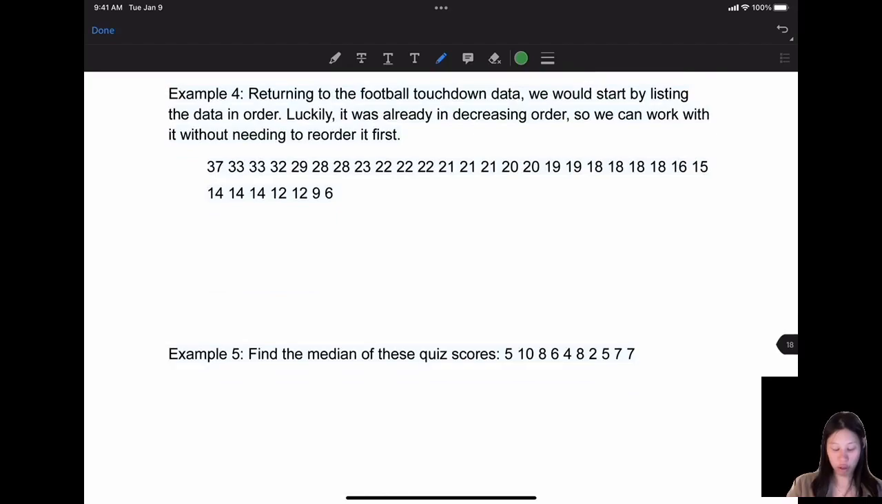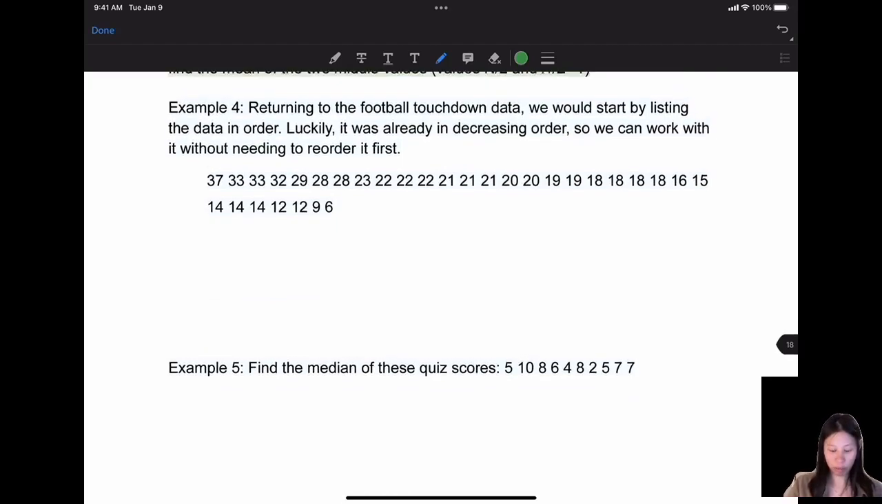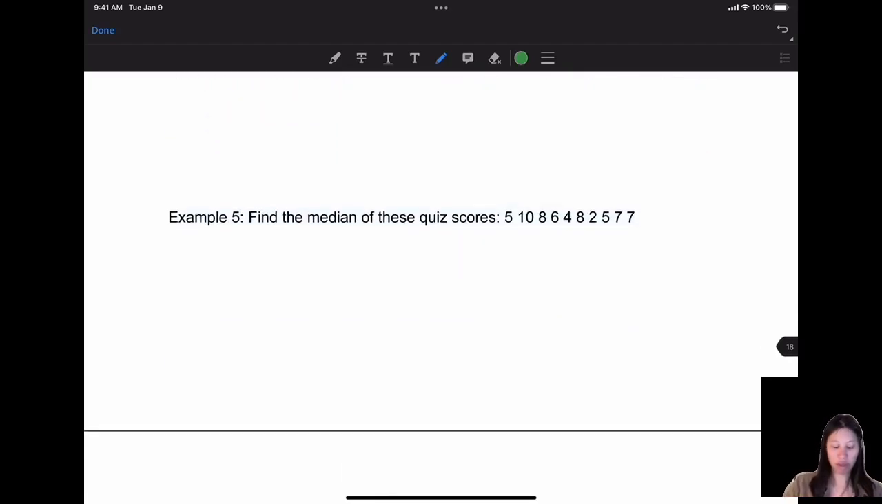Okay, I am going to show you examples. Let's do this one. So find the median of this score. So now let's take a look. The first step is you need to rearrange the data from the smallest one to the largest one.